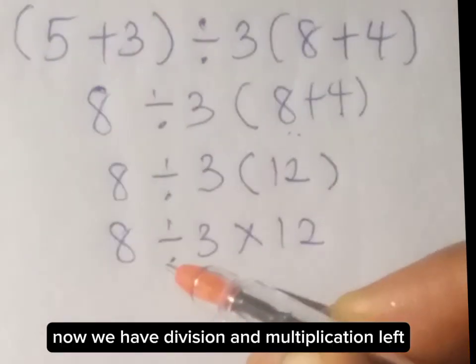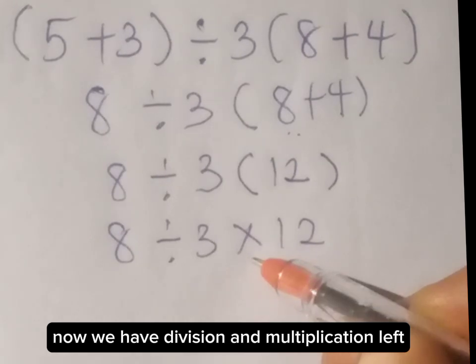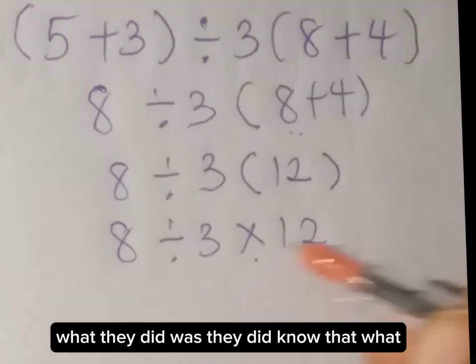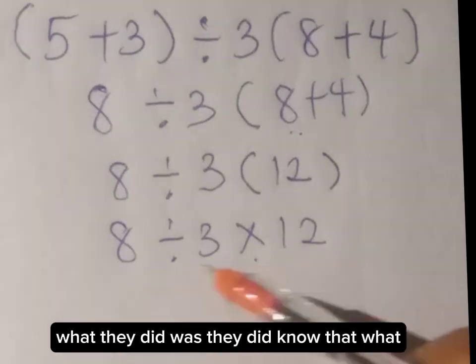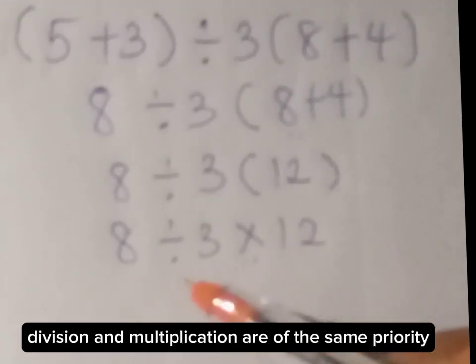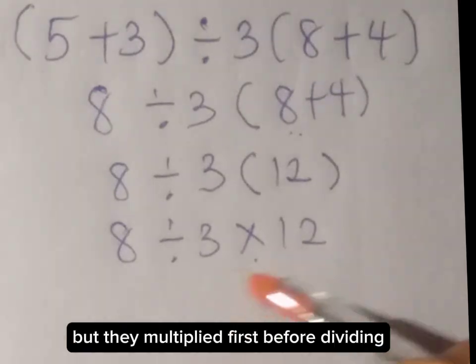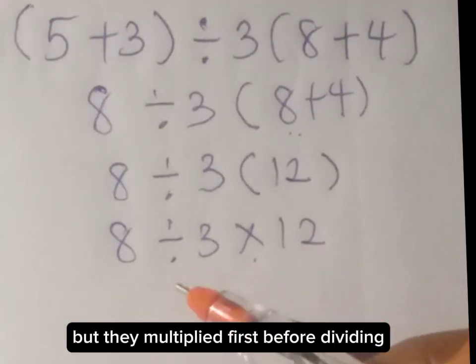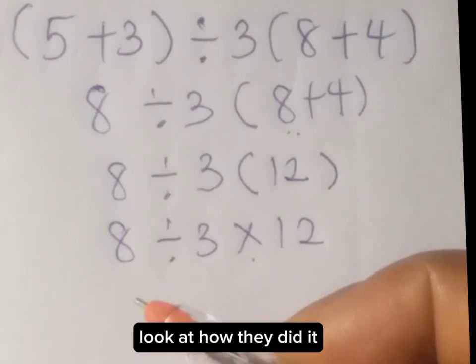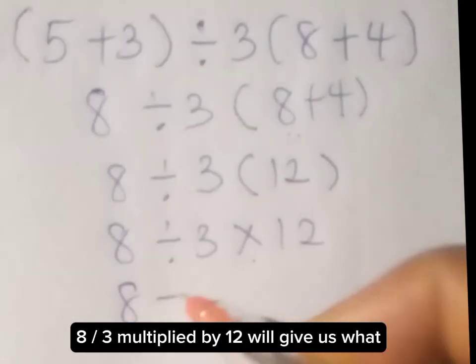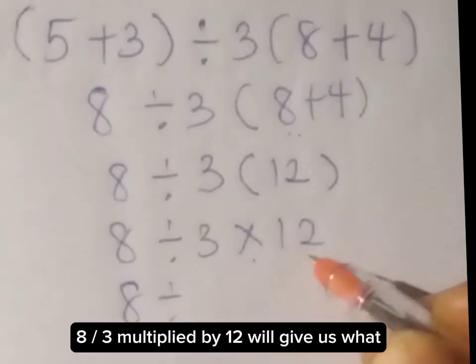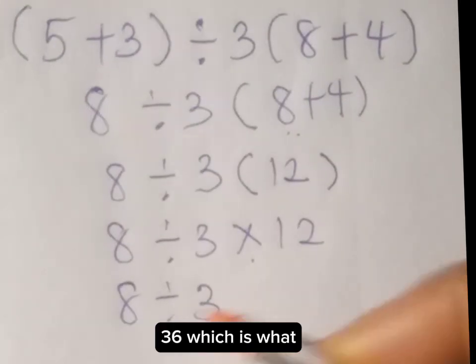Now we have division and multiplication left. What they did was, they did not know that division and multiplication are of the same priority, but they multiplied first before dividing. Look at how they did it. 8 divided by 3 multiplied by 12 will give us what?